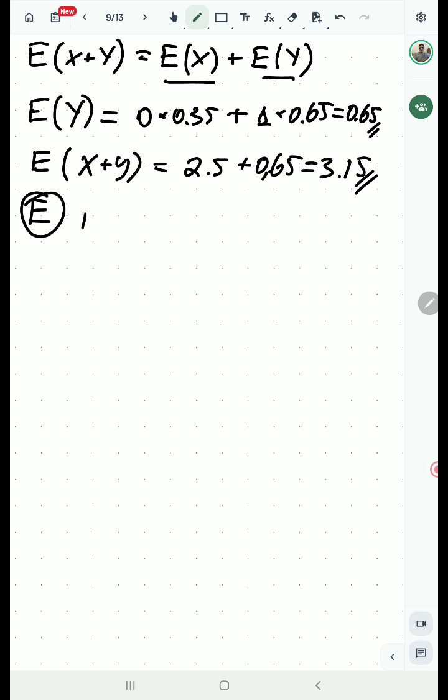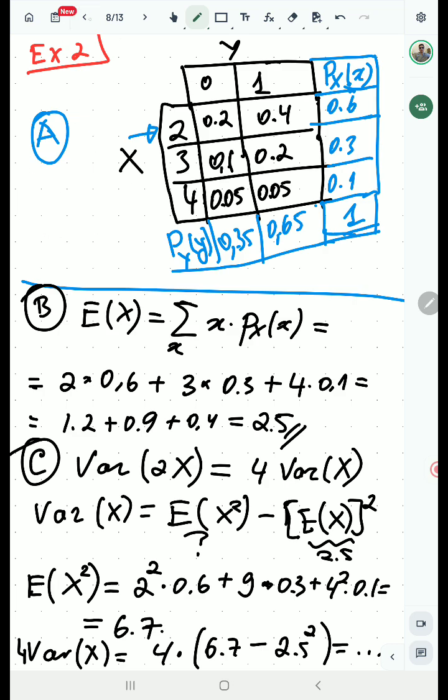Okay. Now let's move to E part. In E part, we have to calculate expectation of x given y is equal to 1. So fix y to 1. So let's look at this. y takes the value of 1 in 3 cases: when x is 2, when x is 3, and when x is 4. So we're going to get the conditional PDF.